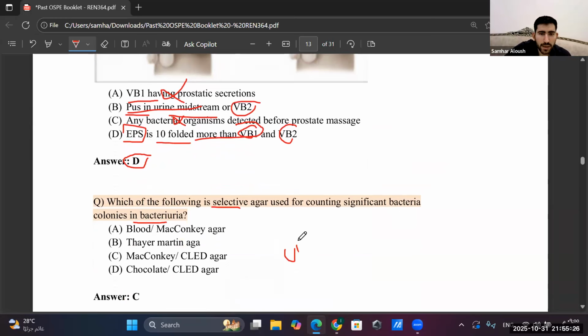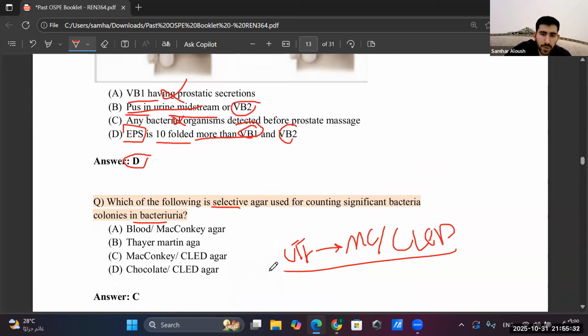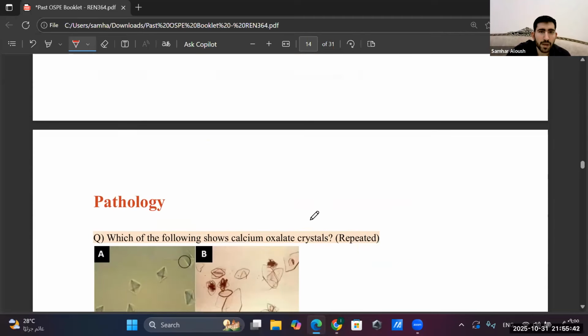Which of the following is the agar for bacteriuria? We said in UTI, the first agar that we use is MacConkey agar, because this is very selective for E. coli. So first we need to rule out E. coli, which is the most common cause. So the first one that we use is MacConkey agar. Easy. I think we finished micro. Okay, clear micro. We finished half of the file. So quickly, yes, clear.